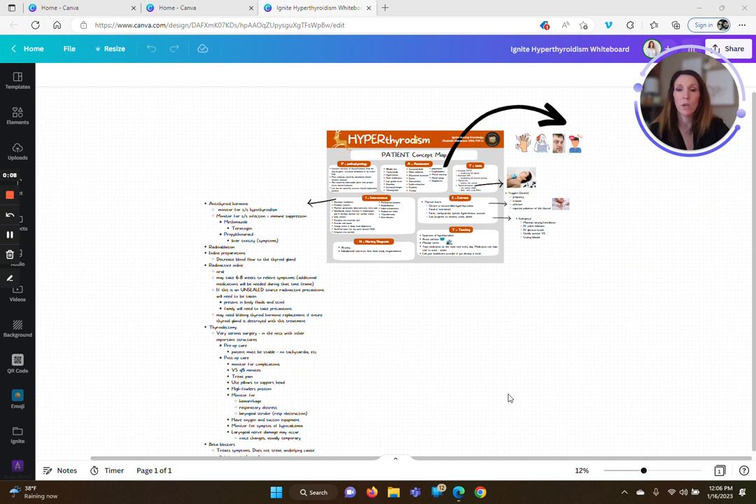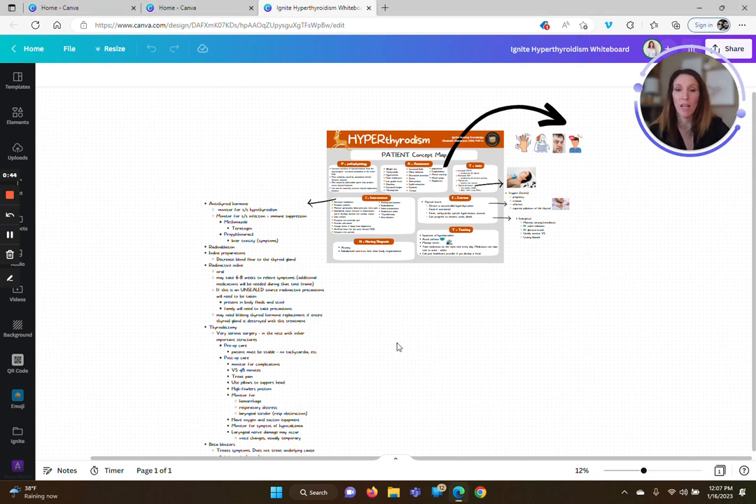This is going to cover a patient concept map on hyperthyroidism. If you didn't watch the hypothyroidism section already, please go back and do that first. Or if you're not interested in that and you're only watching hyperthyroidism, just make sure that you have watched the first little part of the hypothyroidism video that talks about the way that the thyroid is controlled by the anterior pituitary and the negative feedback loop and where the thyroid is located in your body, etc.